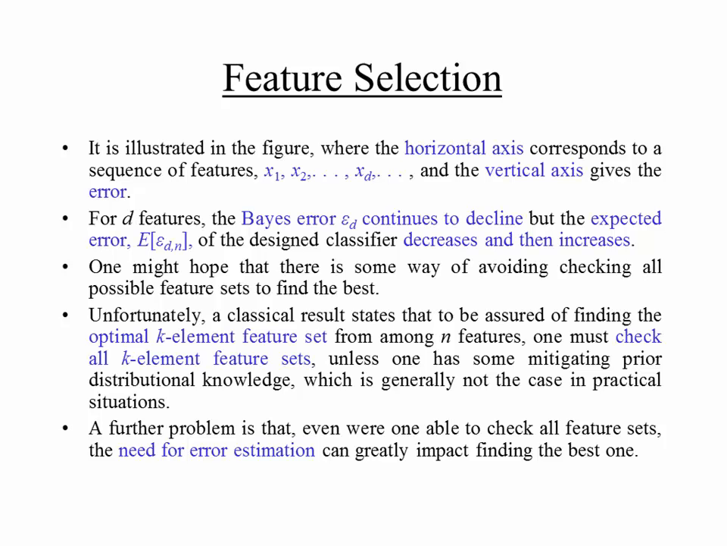And a further problem is that even if one were able to check all the feature sets, how are you going to compare the goodness of the feature sets? By doing error estimation. You want to see what is the probability of misclassification based on those feature sets. You have a need for error estimation, and even that is pretty poor if you have small samples. So the need for error estimation can greatly impact finding the best one. If you're not able to accurately estimate the error, then you're not going to get the best feature set anyway.